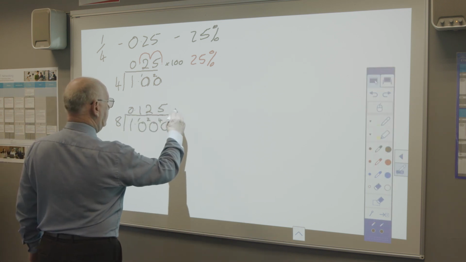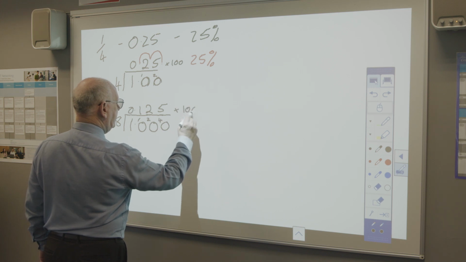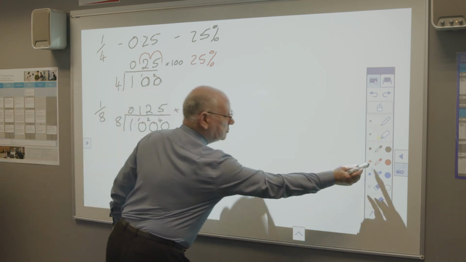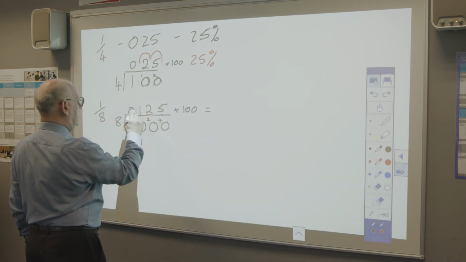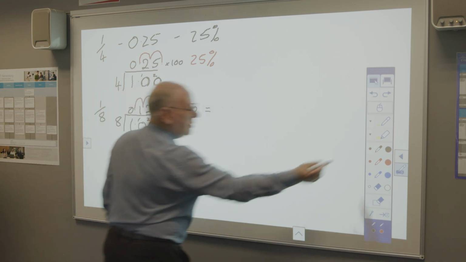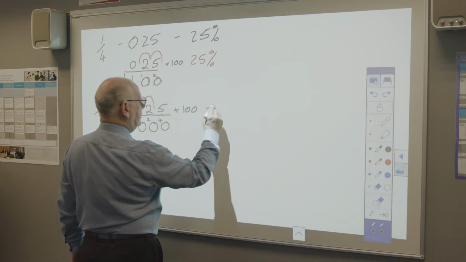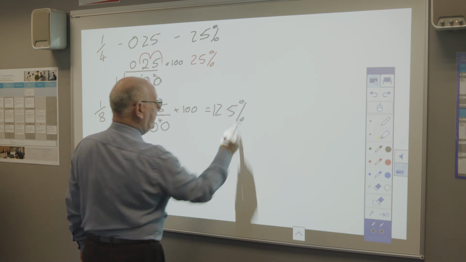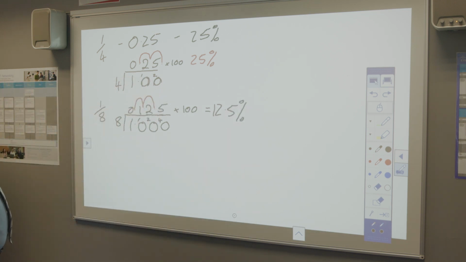Times 100. Move the decimal point twice. Once, twice. And you end up with 12.5%. It's as simple as that.